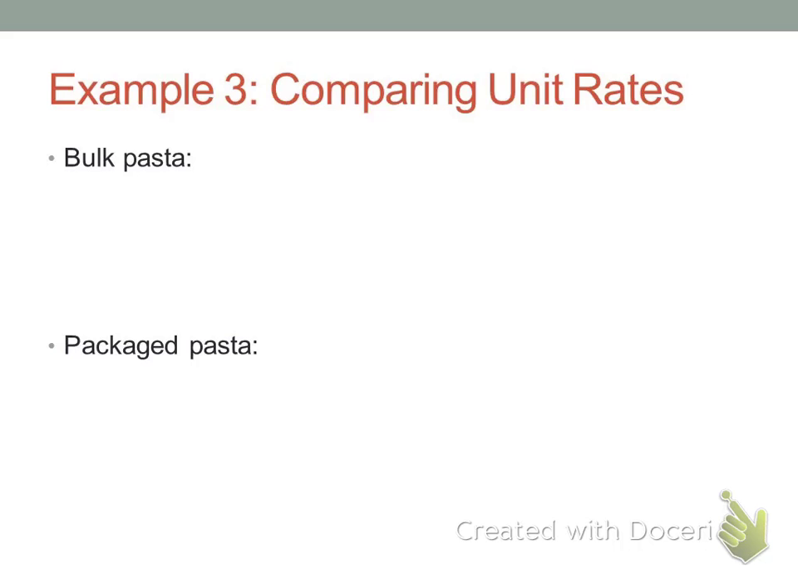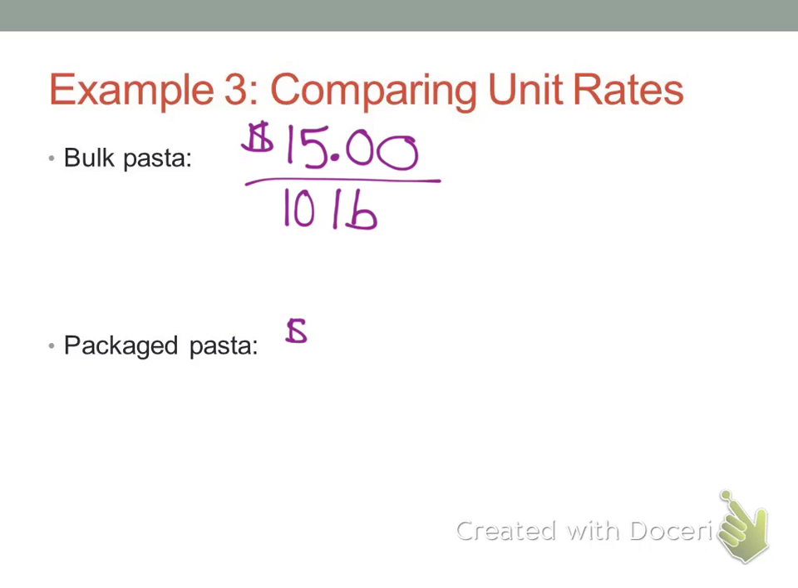All right, so here's the question. Are you trying to figure out how much pasta per dollar, or how much does it cost per pound of pasta? Per pound. So whatever you're trying to find, like per pound of pasta, that is what goes in your denominator. $15 over 10 pounds of pasta. Okay, so how much money per pound? That's what I'm trying to solve for. Then for your packaged, it was $3.98 for 2 pounds. So now I need to find the unit rate for both of them. Whichever one's cheaper, that one's the better buy.